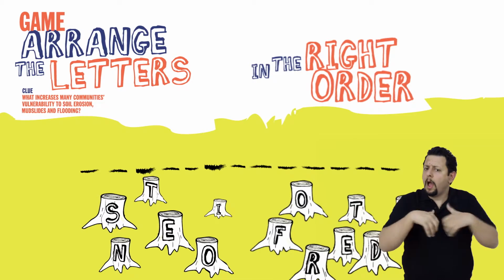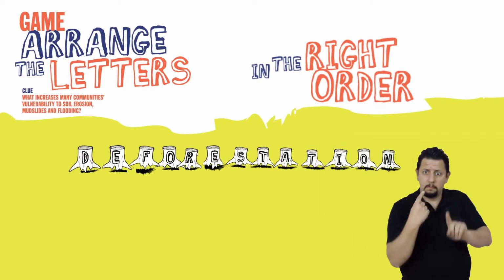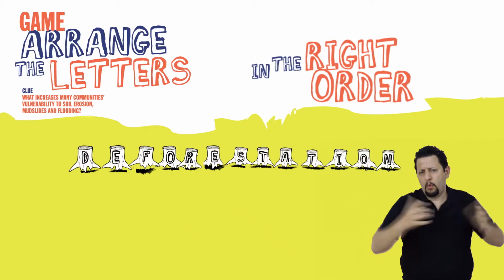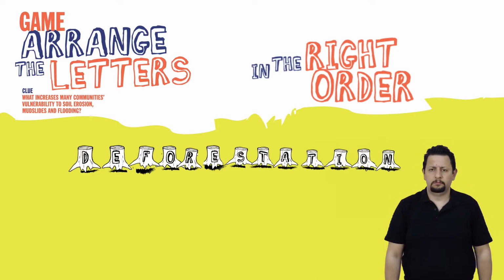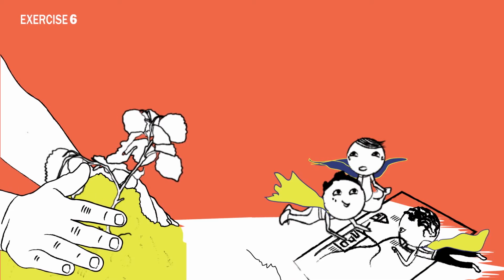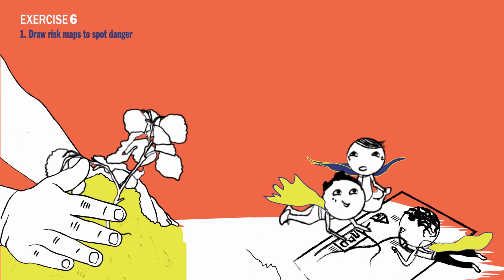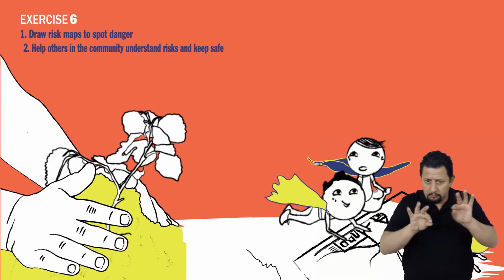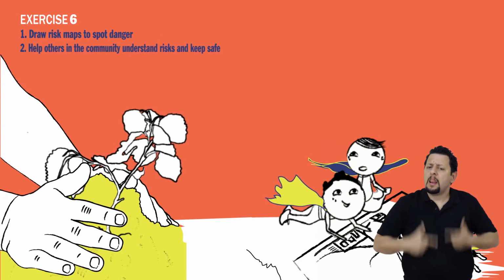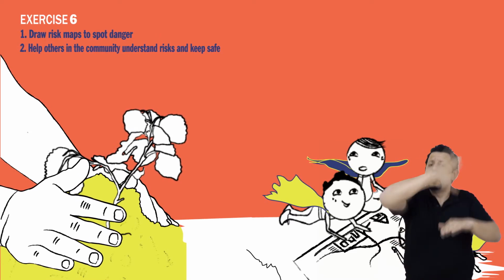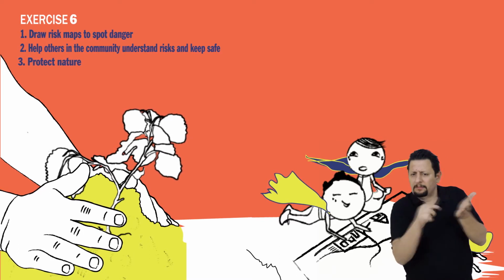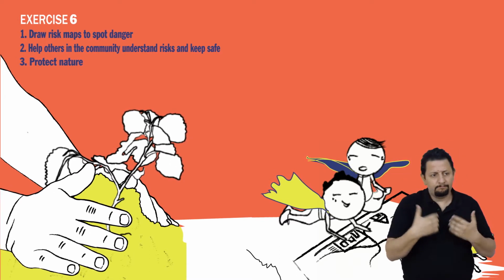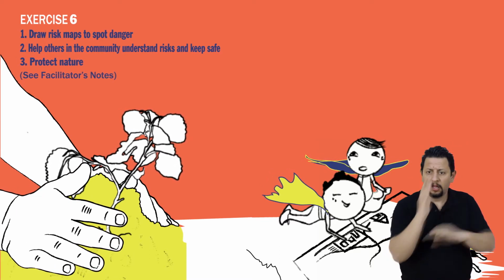On top, 13 short lines. Letters are arranged in a way to form the word deforestation. Deforestation. Game. Exercise 6. 1. Draw risk maps to spot danger. 2. Help others in the community understand risks and keep safe. 3. Protect nature. See facilitator's notes.